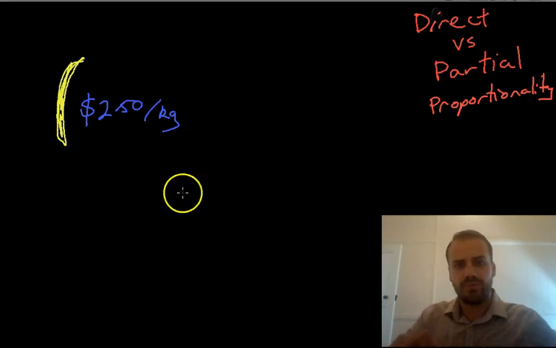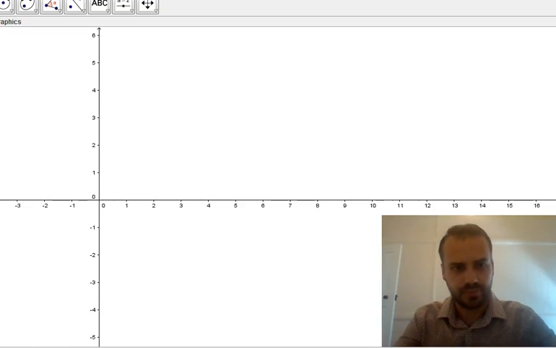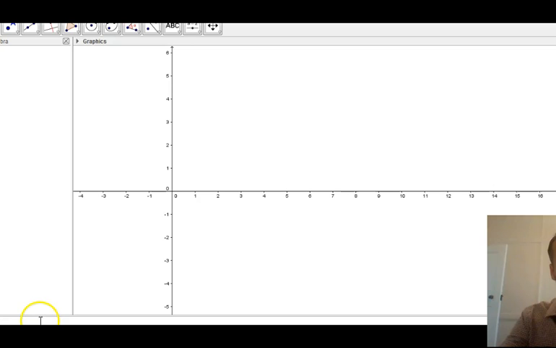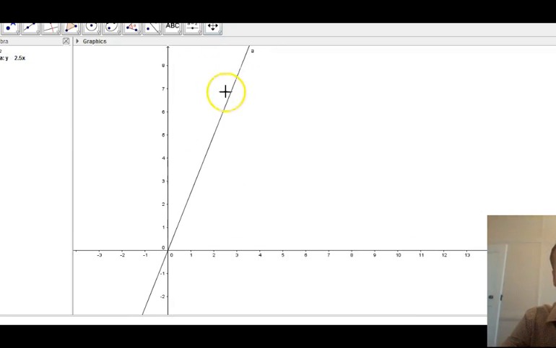Of course, we could graph this pretty simply by using the function y equals 2.5x. So you can see that 1 kilogram of bananas will cost $2.50. 2 kilograms of bananas will cost $5. 3 kilograms will cost, it's just up there a little bit, $7.50, and so on and so forth. So that's pretty straightforward so far.